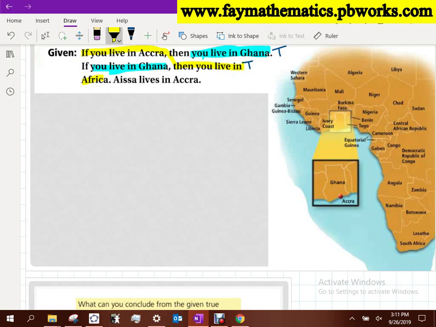Well, does that match up with the hypothesis? If Asia lives in Accra, what new statement or conclusion can you make about her? She lives in Accra, she lives in Africa, right? Okay. So what happens here is that we've got three phrases, two if-thens and a third statement, and we're using the law of detachment and the law of syllogism together to move along the line and make a valid conclusion about this person.